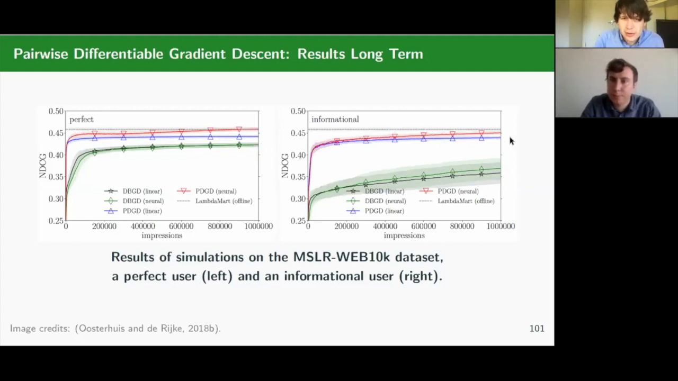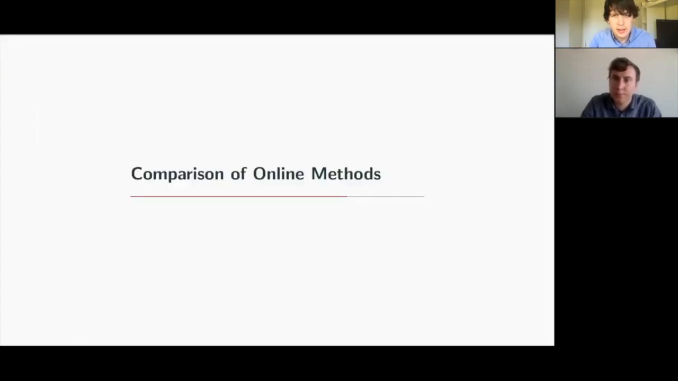The neural model, it's slower now. It's not close to the optimal performance yet, but we can see it already starts to improve over the linear model. So yes, this seems to indicate that the pairwise gradient descent method is much better than the dueling bandit gradient descent method. But there's more, and Rolf will take over at this point.